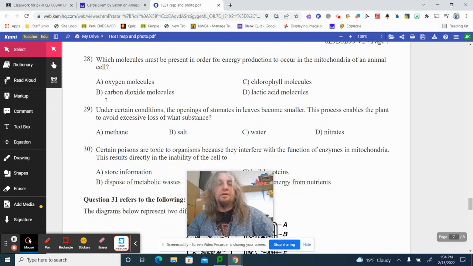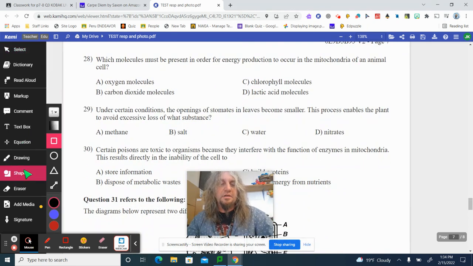We're getting down there near the nitty gritty, near the end. What are we on? Question 28. Here, let's isolate that. There you go.